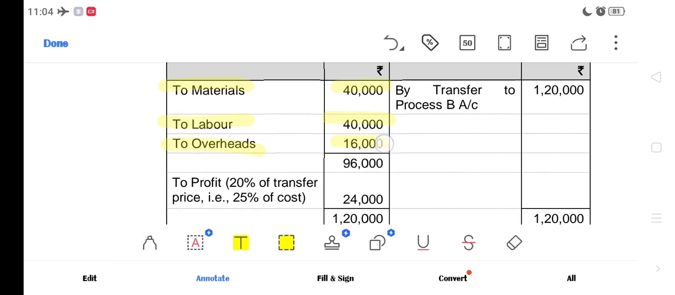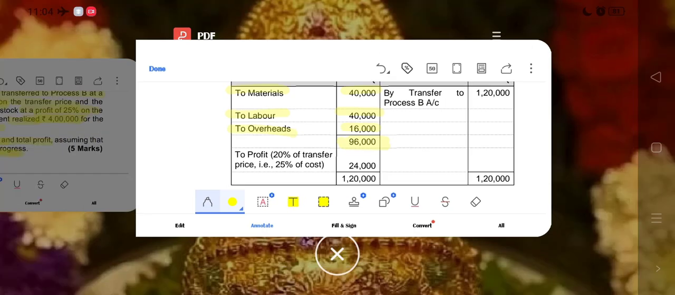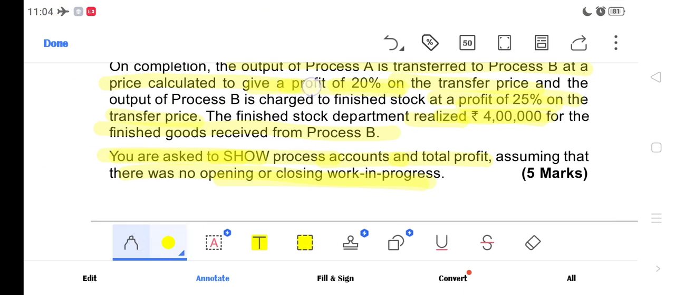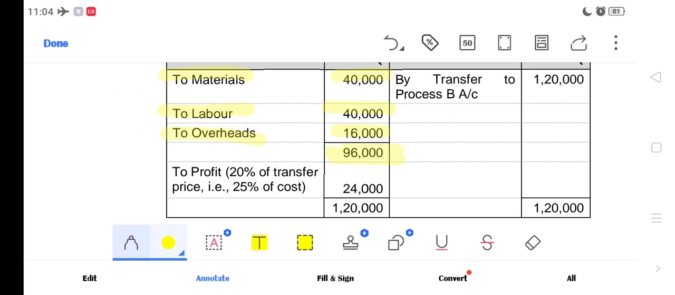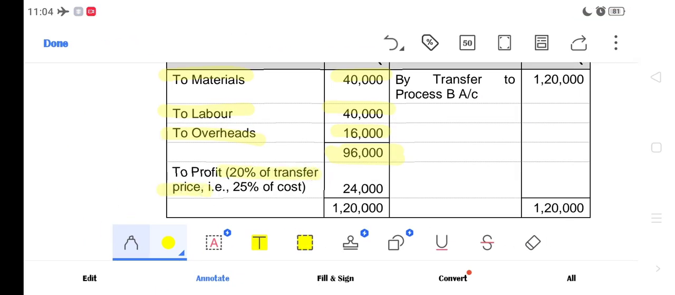as incurred. They have incurred all these expenses, which comes to the total of 96,000. Upon this 96,000, they are transferred at a profit of 20% on the transfer price, which means 20%. See, 25, sorry, it's 20%, no? Okay. So 20% on transfer price means 25% of cost, right? I already told you it is indirectly.